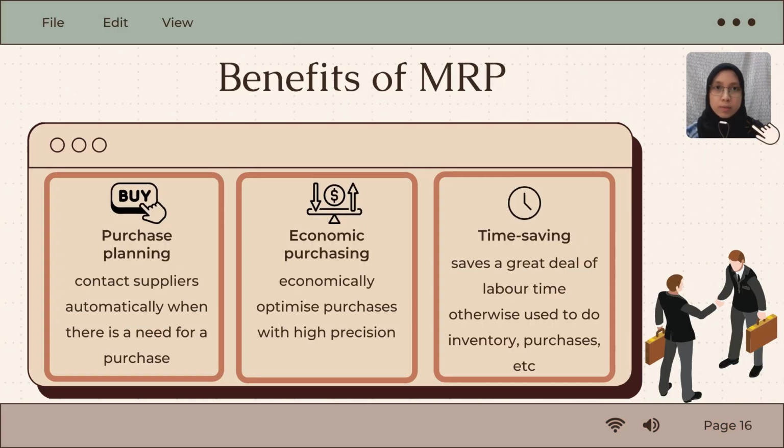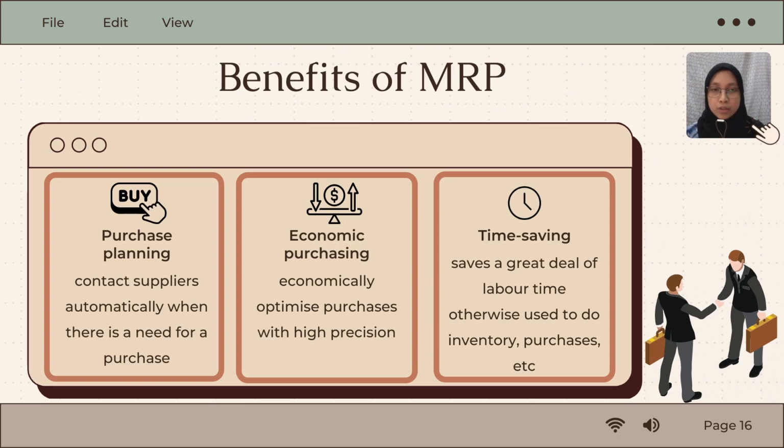Now let's move on to benefits of material requirement planning. The first one is purchase planning. Knowing what is available, what to buy, and when to buy is also critical to streamlining the production process. It necessitates the use of an intelligent system to track production steps and identify any required purchases while comparing them to the production schedule and expected material deliveries. Procurement managers set up MRPs to automatically contact suppliers when a purchase is required.